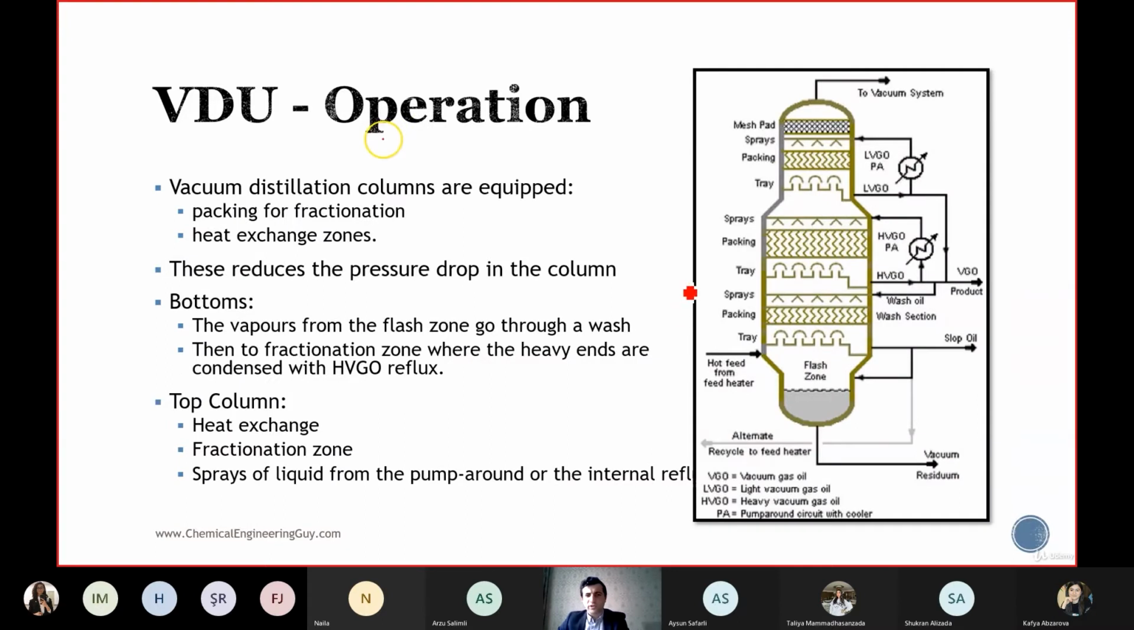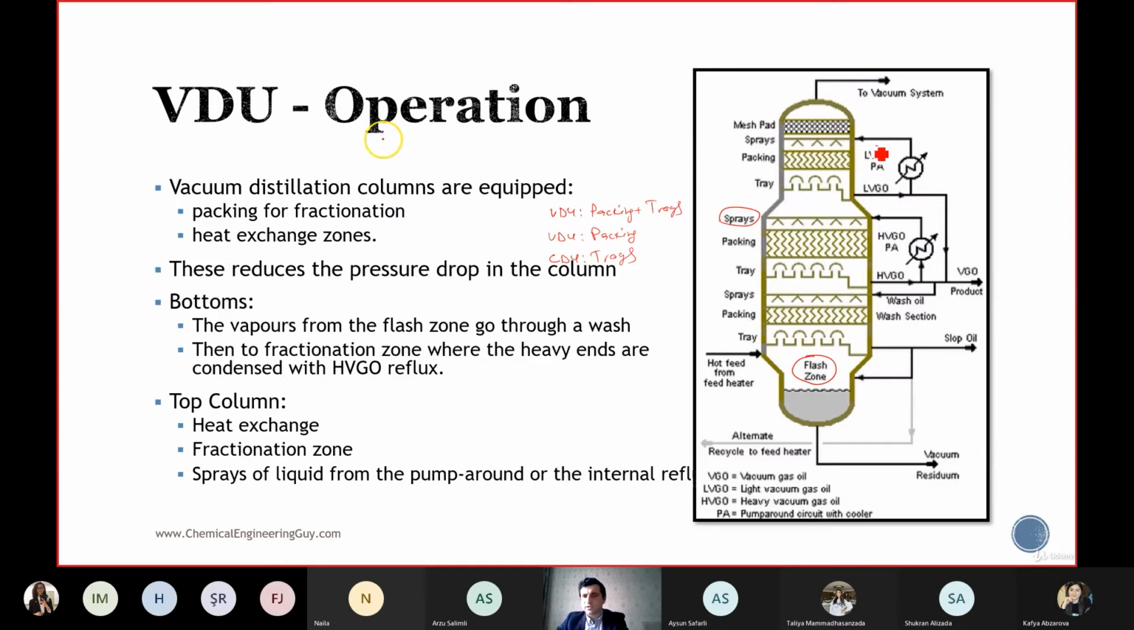In the vacuum distillation unit operation, you see that we have the heat exchange zone, we have a flash zone, which is here. In the heat exchange zone there are the sprays, we have the special packing, and we have trays. So in VDU, we might have packing plus trays, or we might have only packing, but in CDU, crude distillation, we have only trays. One of the differences between the VDU and CDU.